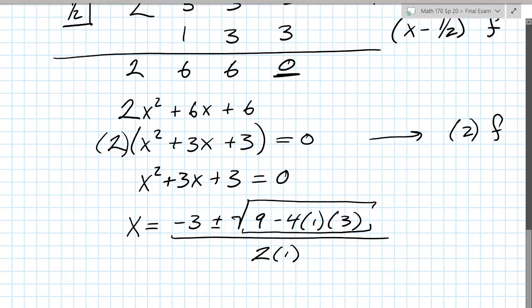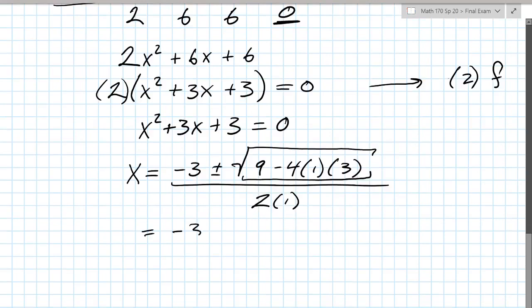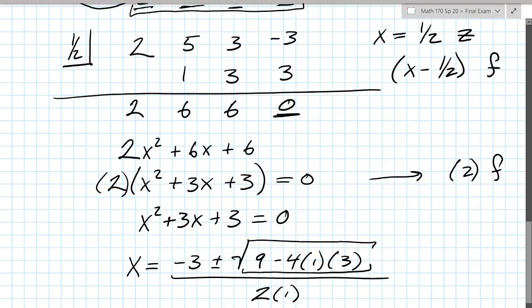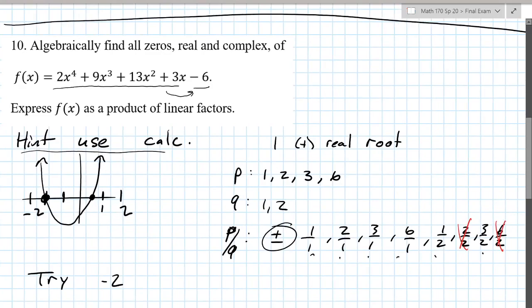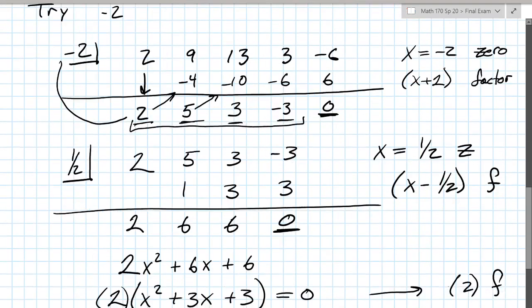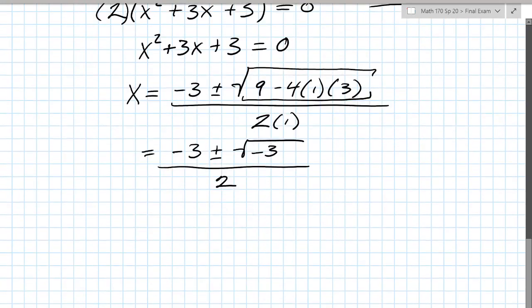Now, it shouldn't surprise us that when I look at what's under the square root, you've got 9 minus 12, which is a negative number. We shouldn't be too surprised that we see a negative 3 here, since when we looked at our graph up here, we only saw 2 real zeros. That means we should suspect that there were 2 complex zeros, since this polynomial has degree 4. So going back here, let's just rewrite this. Negative 3 plus or minus the square root of 3i all over 2. So these are zeros.